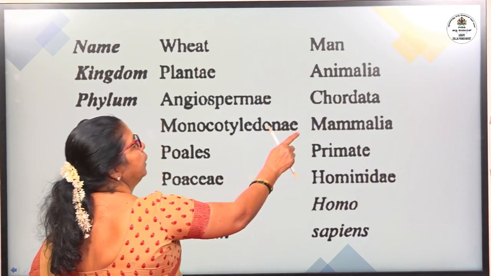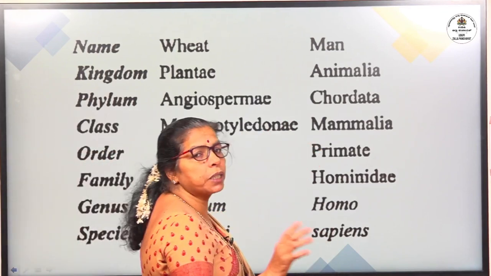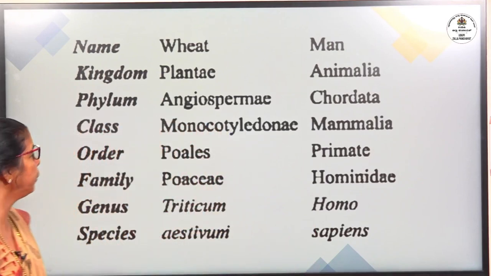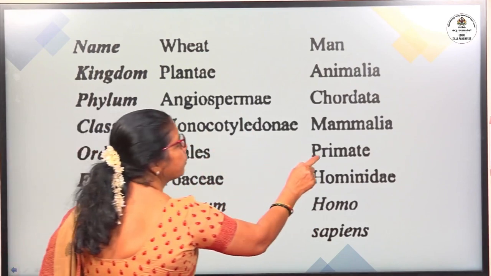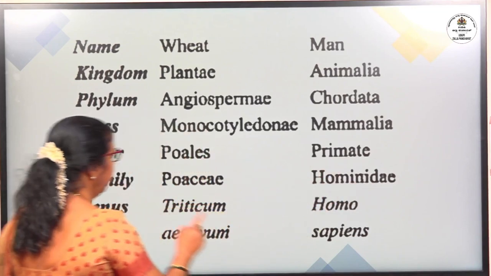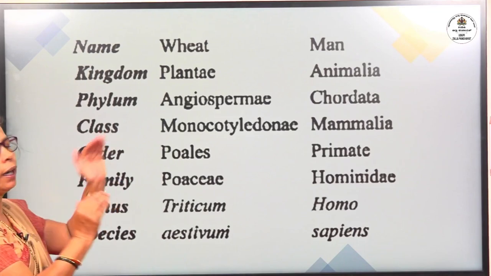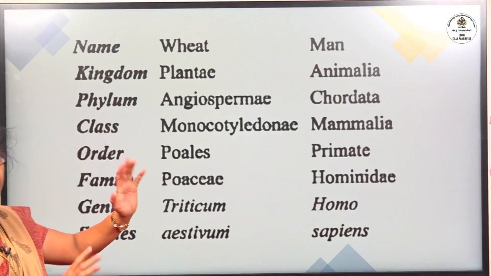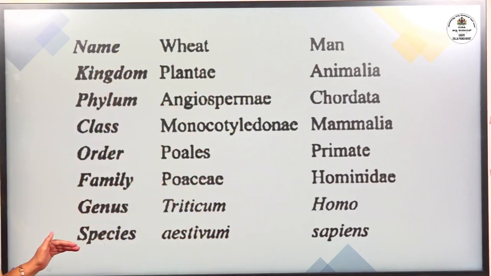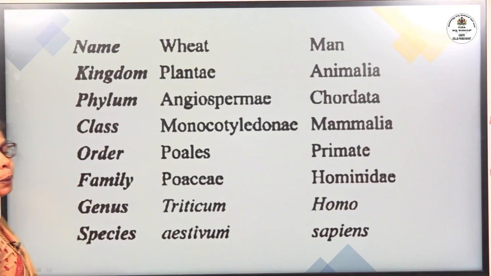Then another one is mammalia, those organisms which have mammary glands, so that is class Mammalia. Then the order is Primates, then family Hominidae, then genus Homo sapiens. So like that, under different groups they are grouped together. So the highest rank will be kingdom and the lowest is species. Okay, so this is regarding the systematic position.